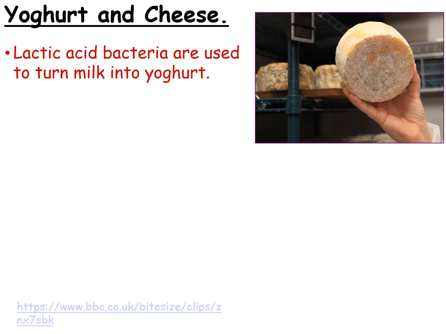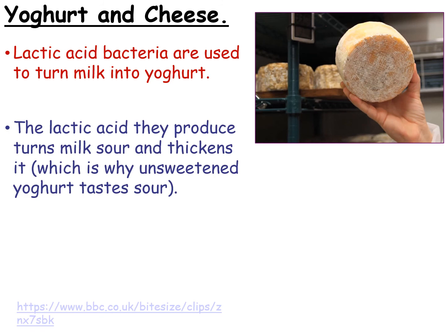Okay, so lactic acid bacteria are used to turn milk into yogurt. The bacteria that's put into the milk use a sugar in the milk called lactose, and they respire it anaerobically to produce lactic acid. And it's that lactic acid that turns the milk sour and makes it a little bit thick. Now that is the reason why yogurt, if it hasn't got anything else added to it, no other sugars added to it, tastes quite sour, okay, because of the lactic acid.